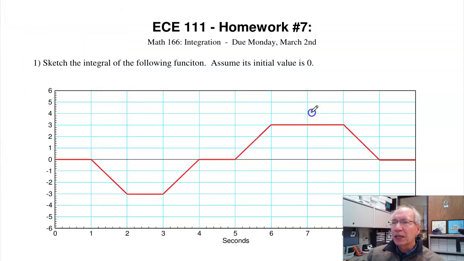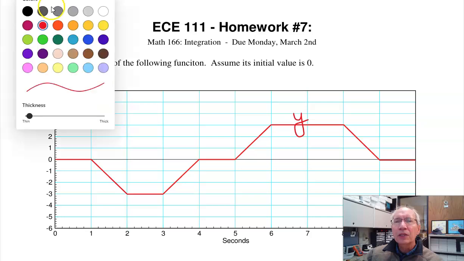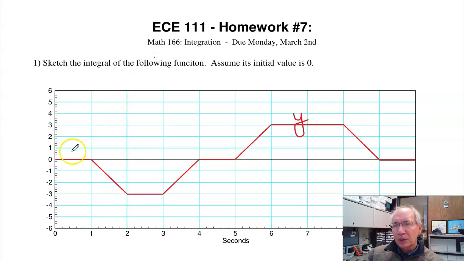So if this is y, I want to sketch the integral of y. Now the integral is area under the curve. Suppose the initial value is 0. The integral would be like, if this is what I'm doing, I'm withdrawing money from my bank account, adding money to my bank account. What's the balance? The balance is the integral, area under the curve. If I start with no money in my bank account and I do nothing, I still have no money. If I start withdrawing money, the area under the curve is how much I've taken out.